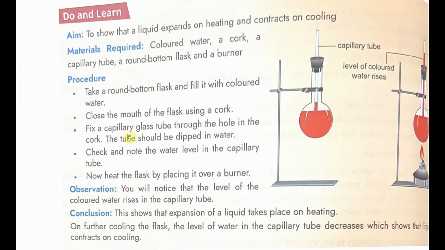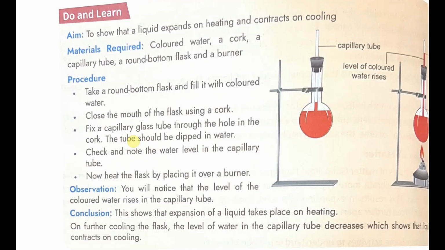To show that a liquid expands on heating and contracts on cooling, we need colored water, a cork, a capillary tube, a round bottom flask, and a burner. Now take a round bottom flask and fill it with colored water. Close the mouth of the flask using a cork. Fix the capillary glass tube through the hole in the cork. The tube should be dipped in the water. Check and note the water level in the capillary tube.